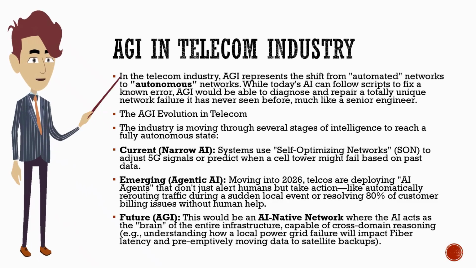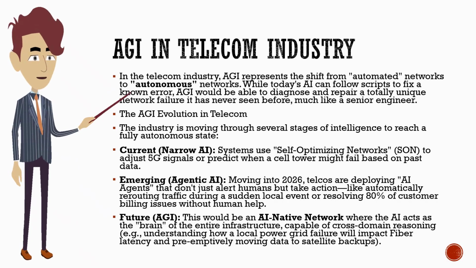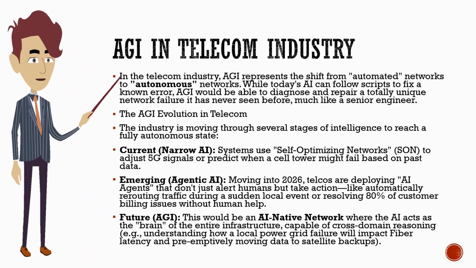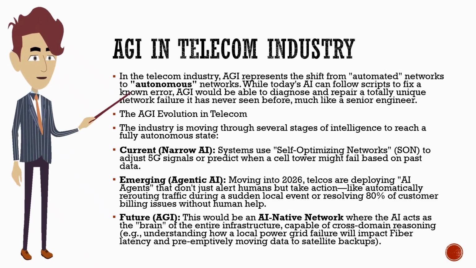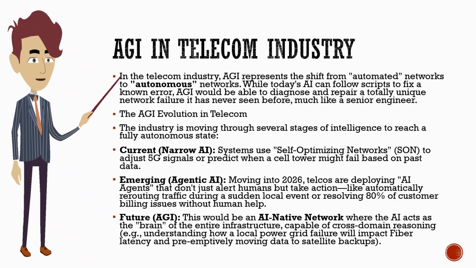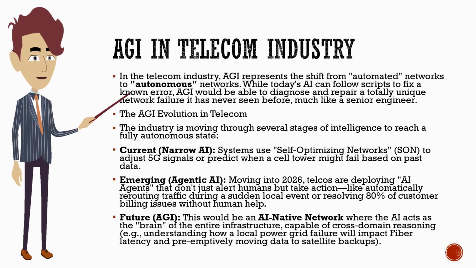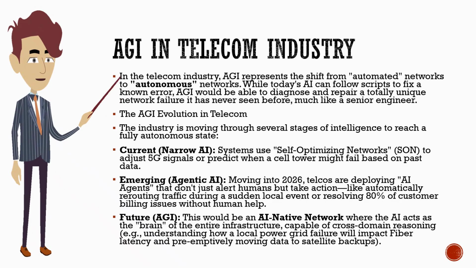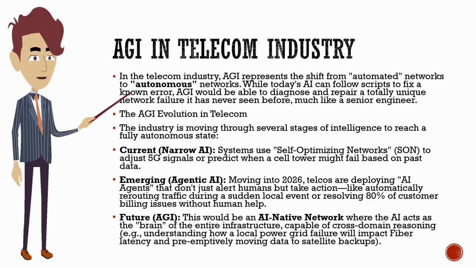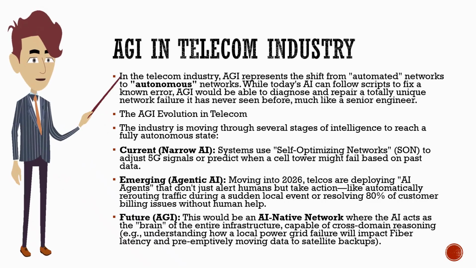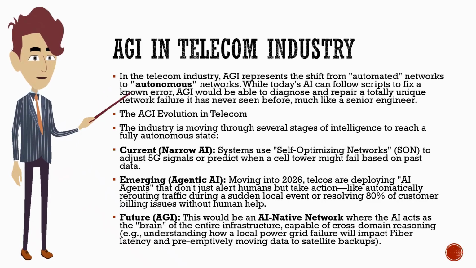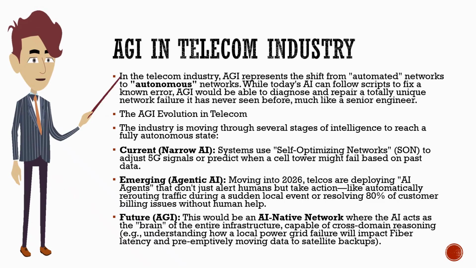Future AGI would be an AI-native network where AI acts as the brain of the entire infrastructure. It is able to perform cross-domain correlation and cross-domain reasoning, right? Correlation is a very big factor used in telecom, so that it is able to find the associated issues. If an issue occurs in one area, it should be able to link it to an issue in another area, identifying by its own that a certain issue occurred, and that's the reason this issue is also being seen. Something of that sort is considered a future AGI. So this is what AGI in the telecom industry is about.